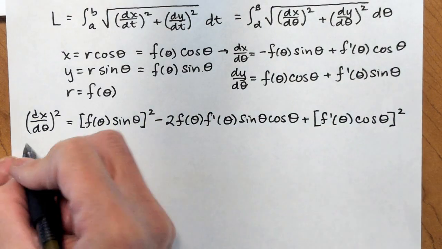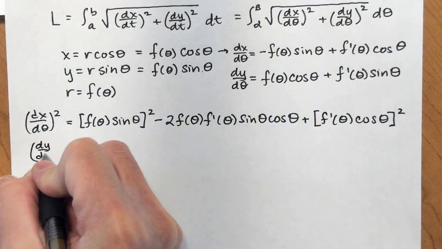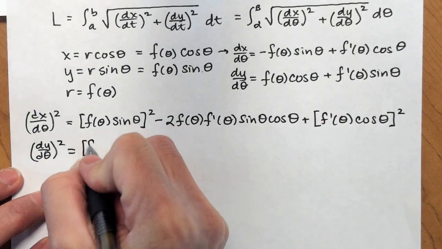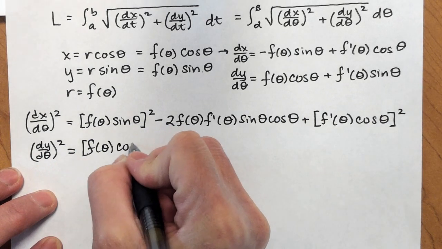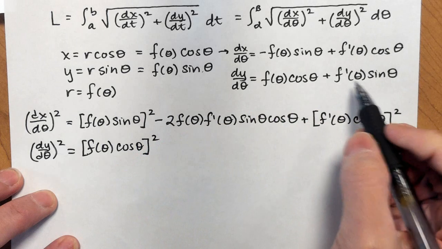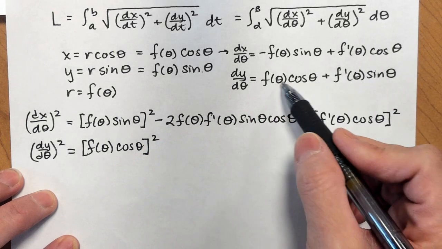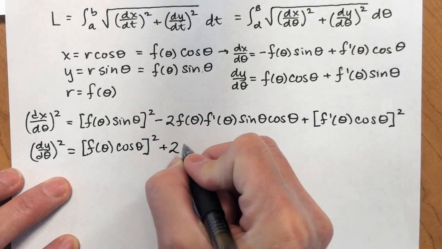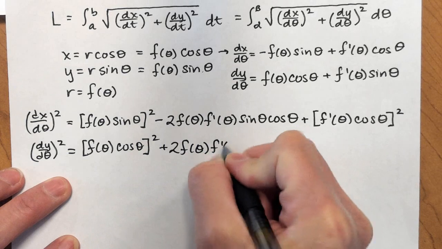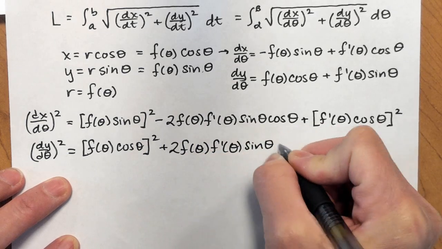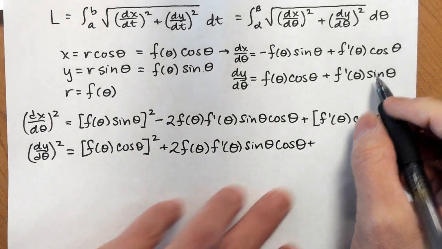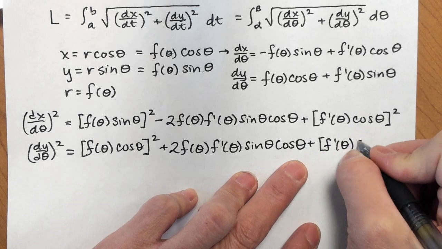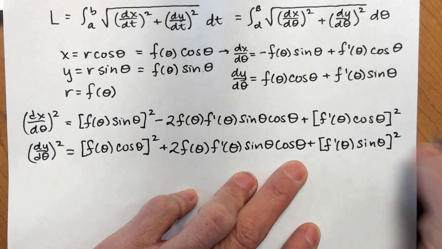Okay, so let's go and do the same thing for dy d theta. When I square that, I'm going to get f of theta cosine of theta squared. And now I'm going to get plus f prime sine cosine plus f prime sine cosine. So plus 2 f of theta, f prime of theta, sine theta, cosine theta. And then at the end, I'm going to get f prime of theta, sine of theta squared.